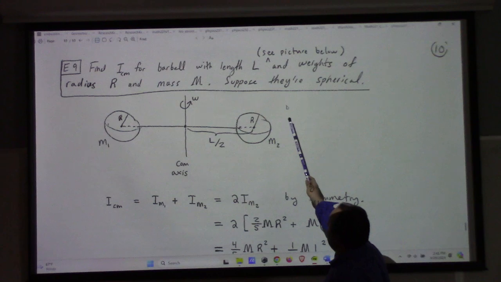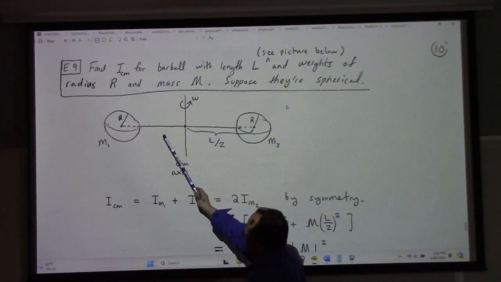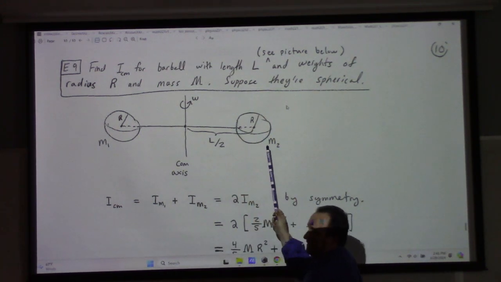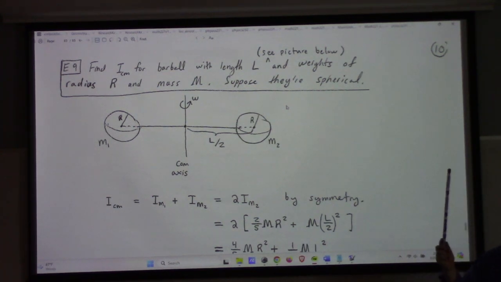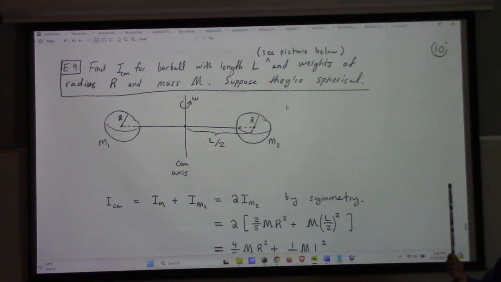So if you have a barbell of length L, you can ask what's the moment of inertia about its center. This would be more fun if I actually had one to spin around my thumb or something, right? I need to get some fake weights for physics demos. You could throw them at the students, stuff like that. That'd be good.